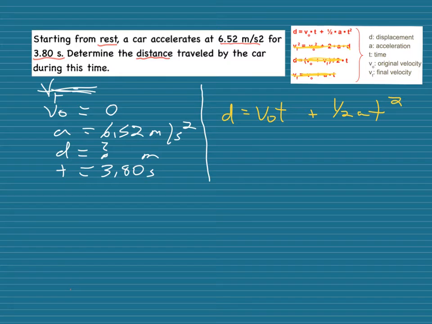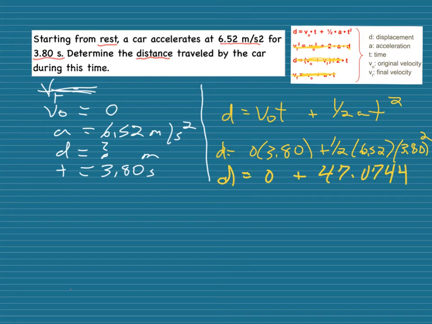And then I'm going to start putting in my numbers. So it would be d equals, initial velocity is 0 times t, which is 3.80. And I could have just not wrote that, knowing it's going to equal 0, plus 1/2 acceleration is 6.52 times my time squared, 3.80. Okay, so that equals, d equals 0 plus 47.0744.